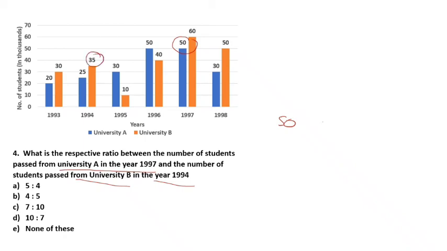So 50,000 and 35,000. When you find the ratio here, you can cut it with 5: 10 times, and 7 times. So 10:7 is the answer. So accordingly, you can mark D as the correct option.